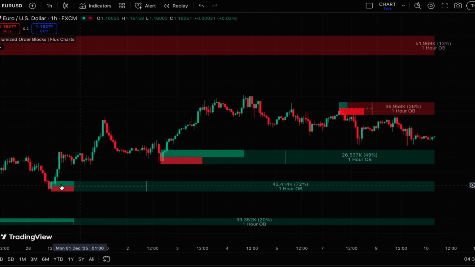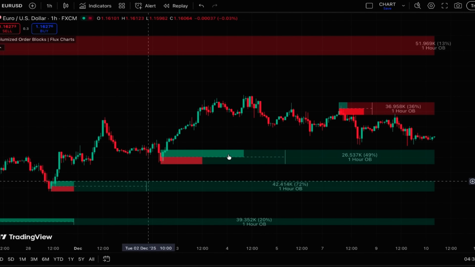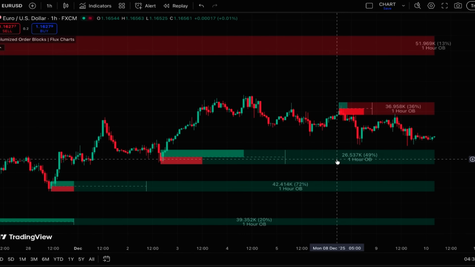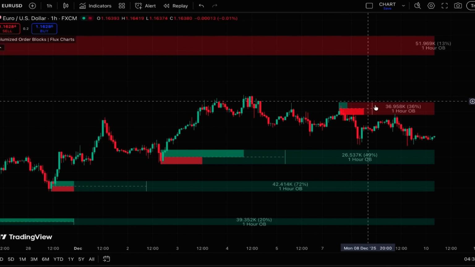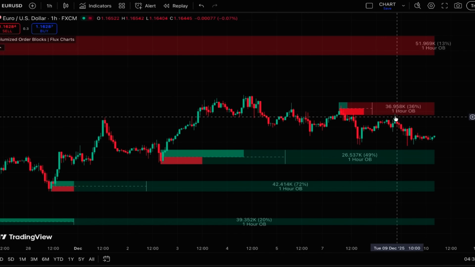For example, this is a bullish order block and it can act as a support level. This is also a bullish order block and a potential support level in this zone. And this is a bearish order block and it can act as a resistance level. You can see how the price turned after reaching this zone.